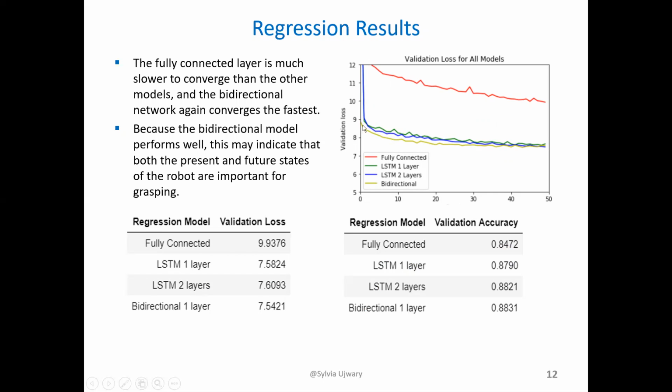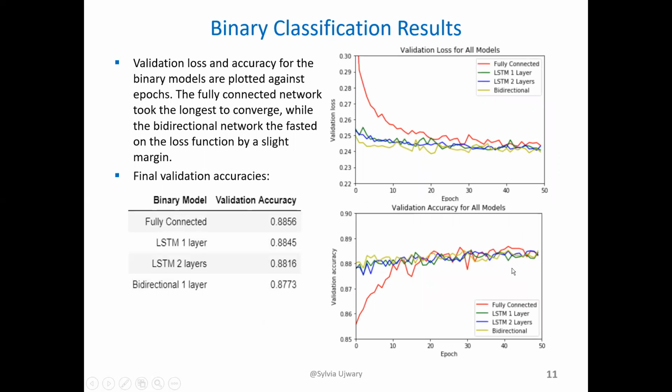So again, we actually see that the bidirectional model has a bit of a head start on the other ones, but at the end of the day, they all have similar losses. So the final validation loss for the fully connected layer is 10, while all the others are about 7.5. And the validation accuracy, unsurprisingly for the fully connected model, is only 0.84. And for all the other models, it's 0.88, which is very similar to what it was previously, except previously the fully connected model actually did a much better job of predicting if the ball was going to drop.